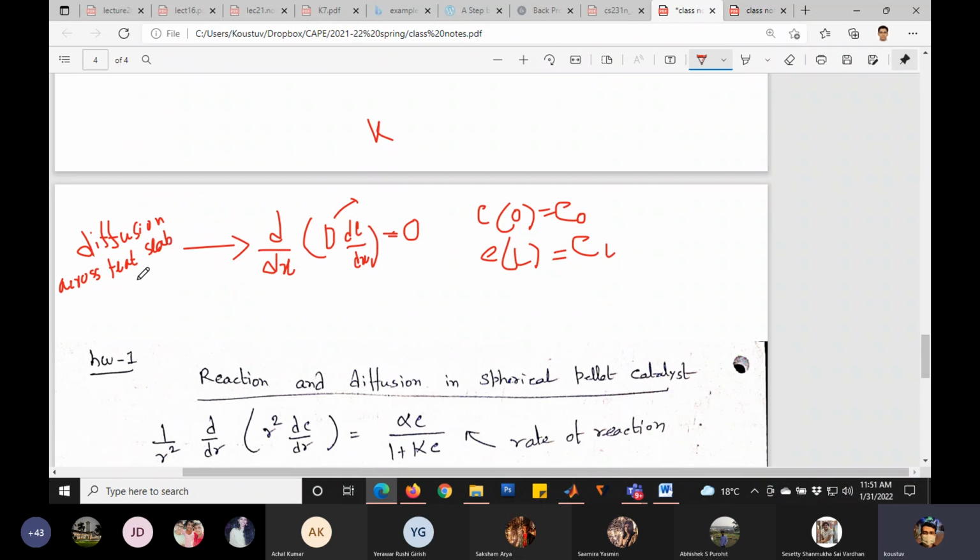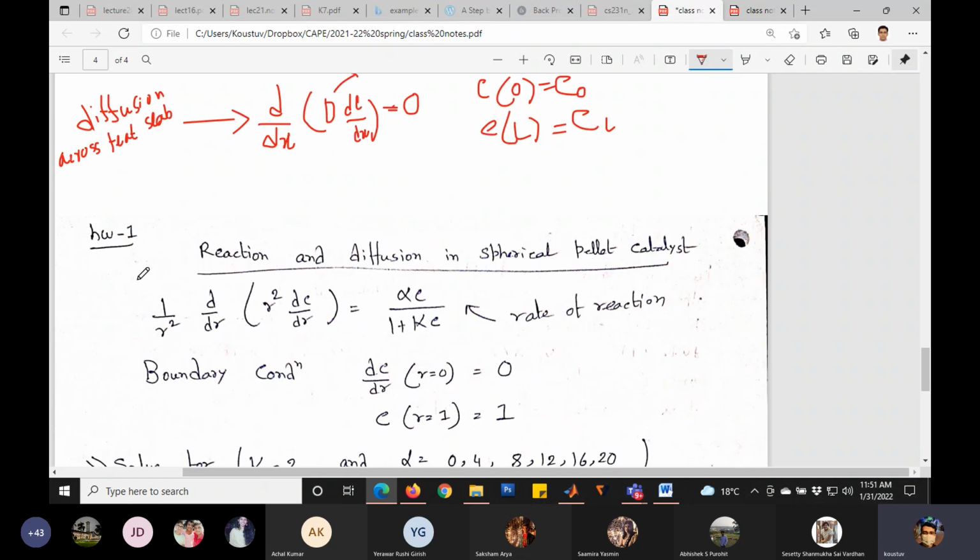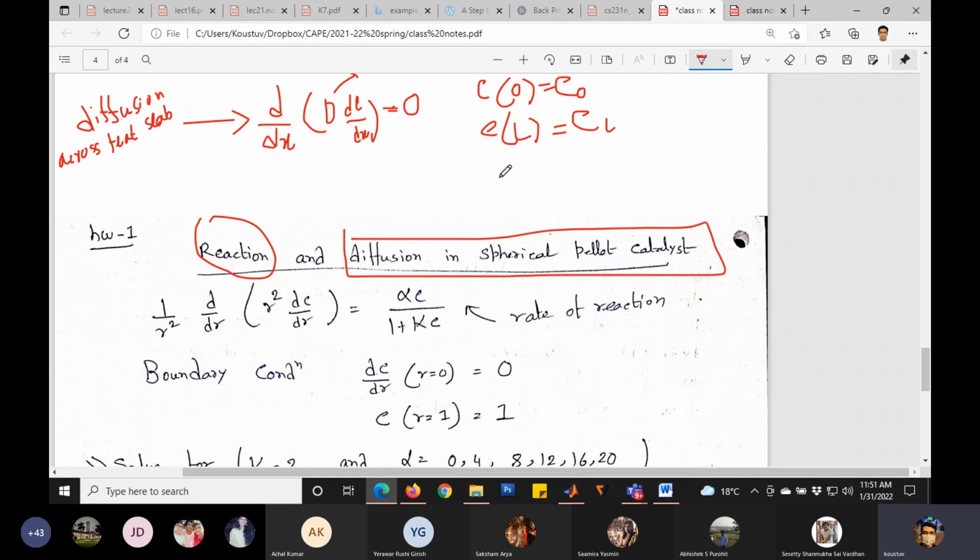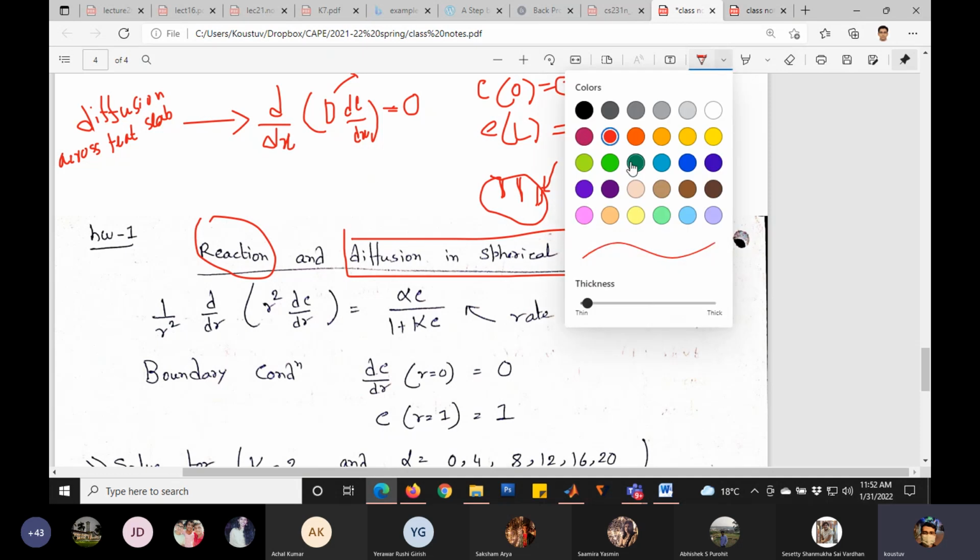Okay, so diffusion across a flat slab can be of this form. Then we just make the problem a little more complicated. Forget the reaction term first. Just consider the diffusion in a spherical catalyst pellet. Let's say you have a catalyst pellet, and inside there are many pores. Gases will enter into the pore and the reaction will happen inside the pore. Maybe I use a different color.